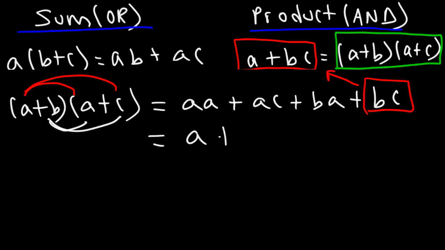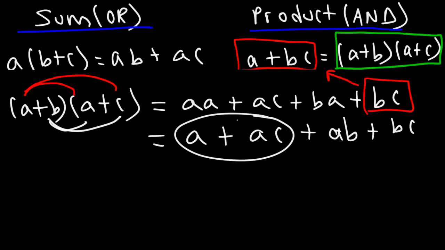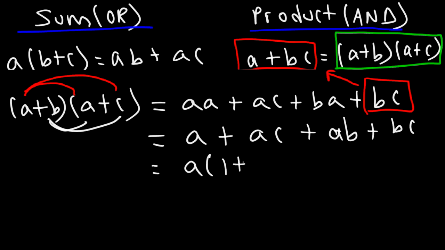So we have a plus ac plus, I'll write that as ab. And that was the commutative rule. AB and BA is the same. Now, what I'm going to do is I'm going to factor out an a. So this is going to be a times 1 plus c.